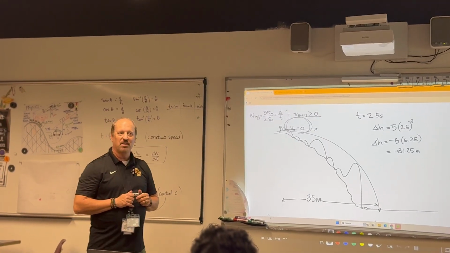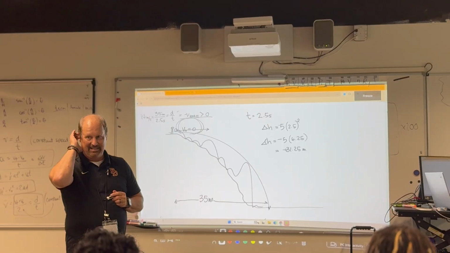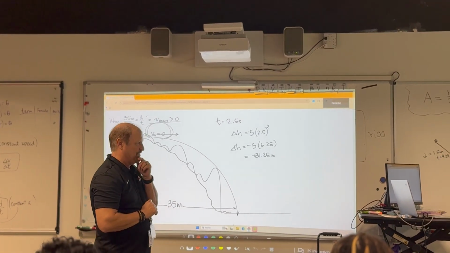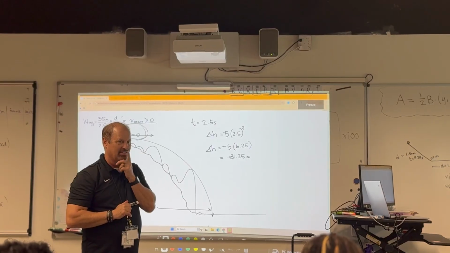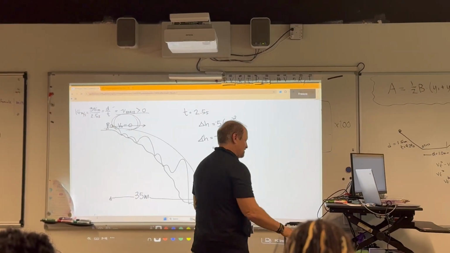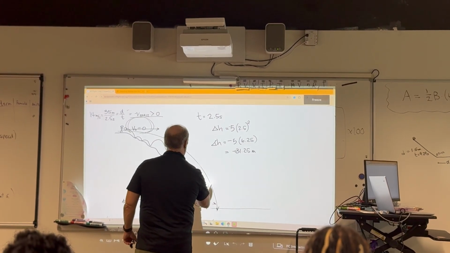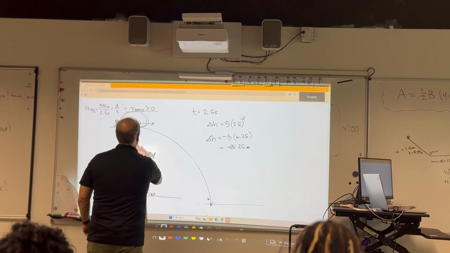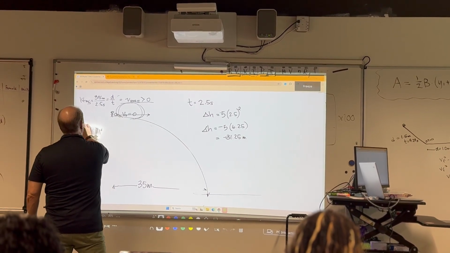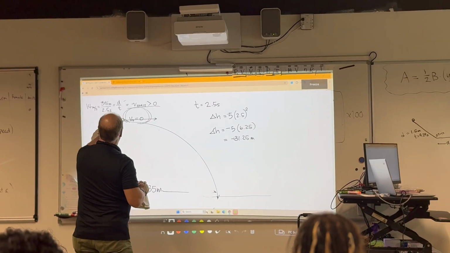So I wonder if we could figure out a different problem. Like, if I know how high something is, can I tell how long it takes before it hits? Okay, so let's ask that question a little differently. Let me erase just some of this. Okay, so we know our vertical V initial is 0.